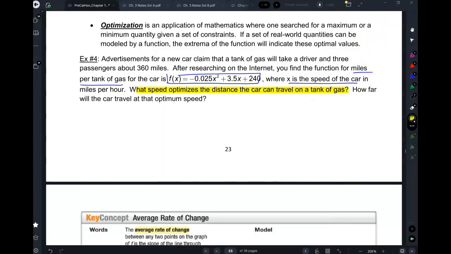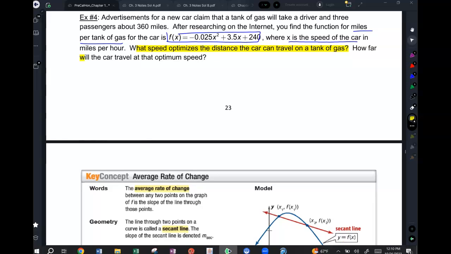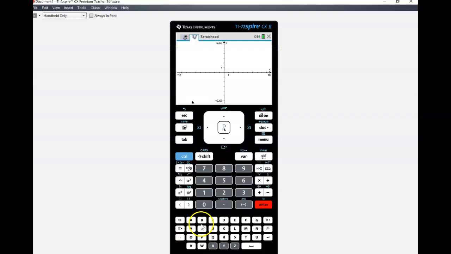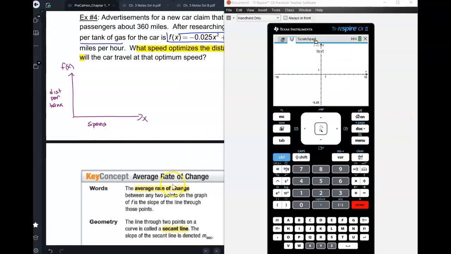Okay, so let's do this for a minute. This is x and f of x. What does x represent in this problem? The speed of the car, right? So what is f of x? The distance that it can go on one tank of gas, right? So this is the distance per tank of gas. The reason why I'm doing this is, I don't want you to just mindlessly zoom out, because that's not understanding the problem.